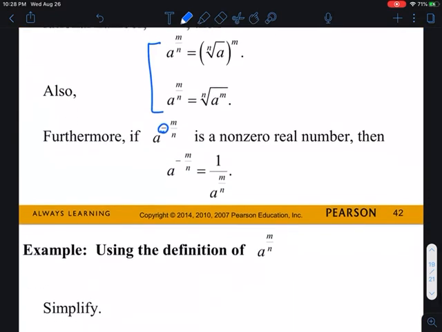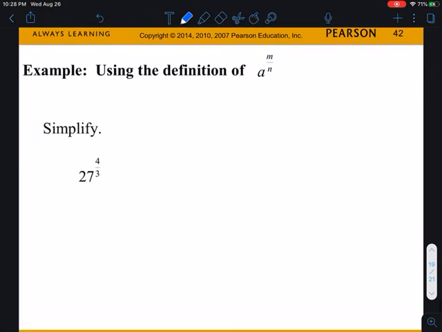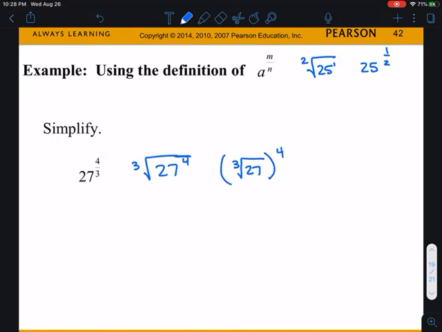Let's take a look at an example to make it make sense a little bit better. If I have 27 to the 4/3, just like I took my square root of 25, I have a 1/2, 25 to the 1/2. That means I have 27, and what's going to be connected to the 27 is going to be the 4, and I'm going to take the third root of that. So I can write it out one of two ways. I can leave it where I have the third root of the 27 and then to the 4th power, or it might be easier to take the third root of 27 and then take that to the 4th power.